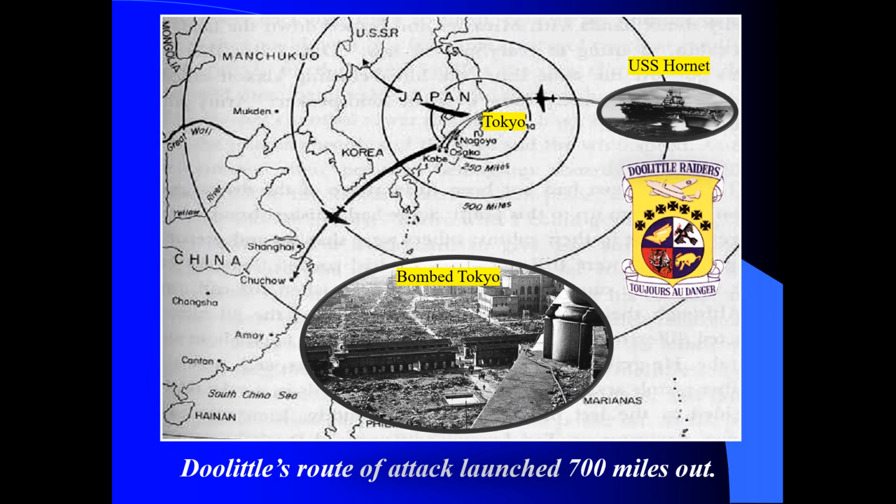Since the USS Hornet was spotted by a Japanese observation plane, Doolittle's B-25s had to launch 700 miles out versus 300 miles as originally planned.